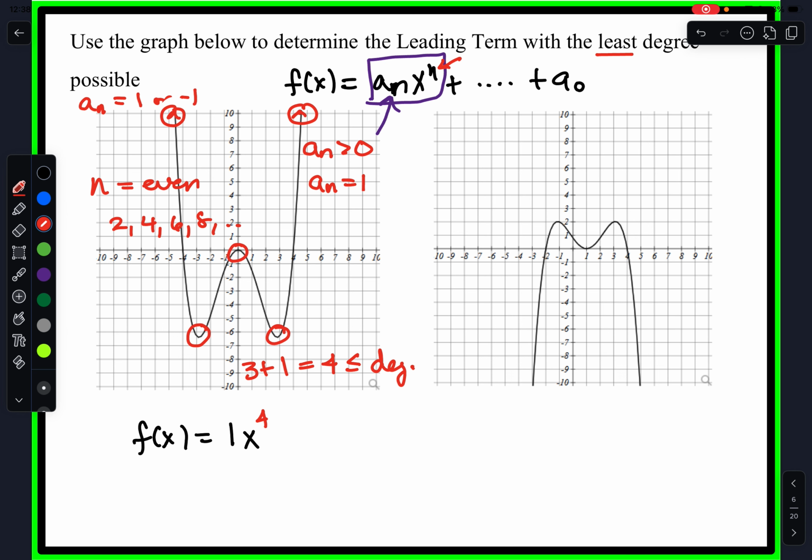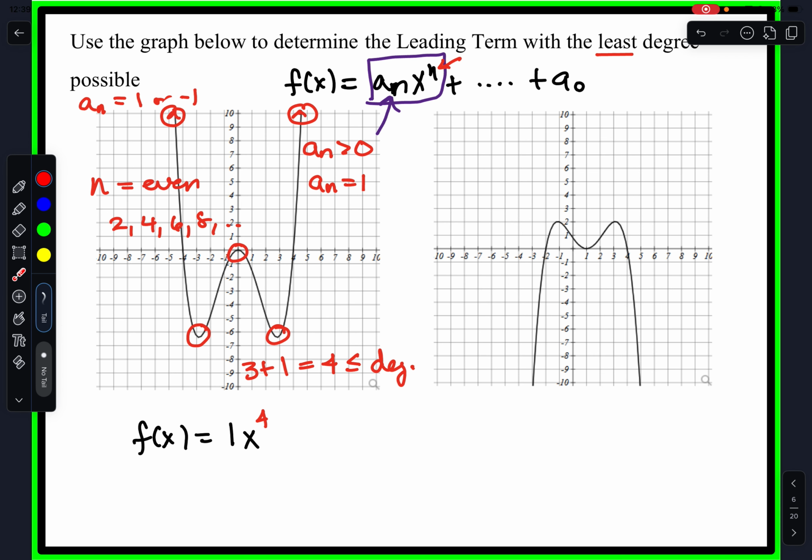So this is the leading term for this polynomial to have something to look like this. It would have to start off with a positive x to the 4th power. It could be higher, it could be 6, it could be 8, but we know it has to at least start with this. So this is what we're looking for right there.